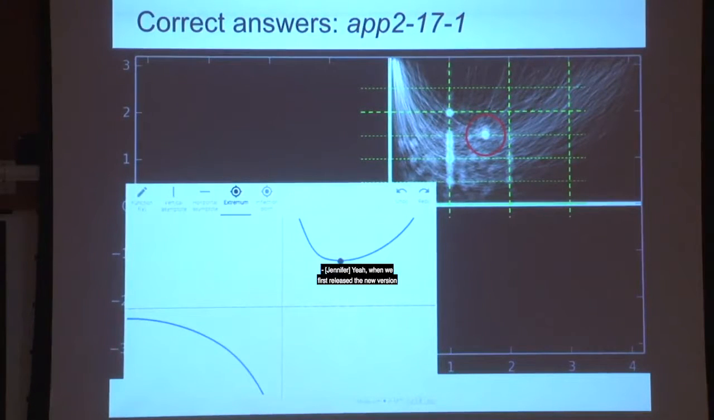When we first released the new version of the tool, it was halfway through the course, and we were a little bit hesitant to put too much weight in it and put too much emphasis on the grading. And so that's why we allowed students to be able to see it and just cheat, basically, because we were like, give us feedback.